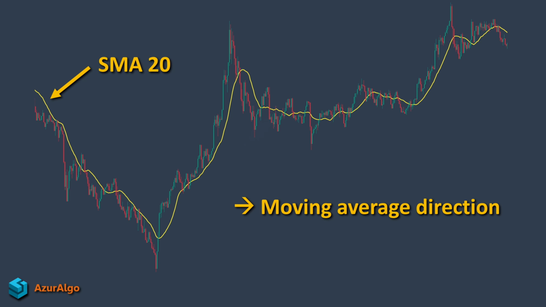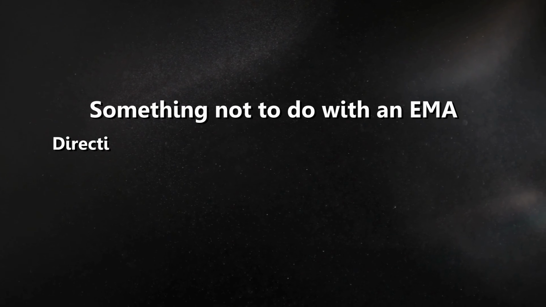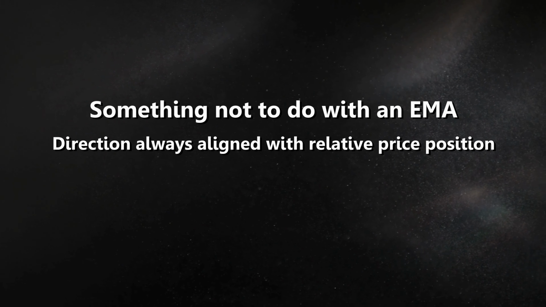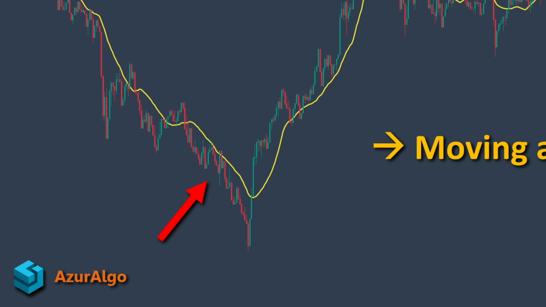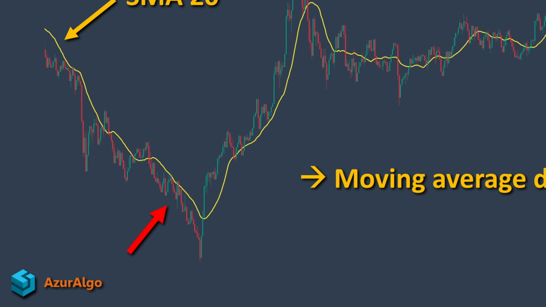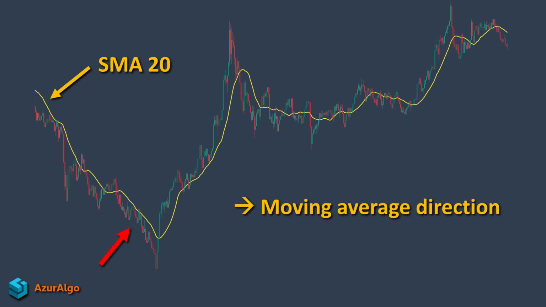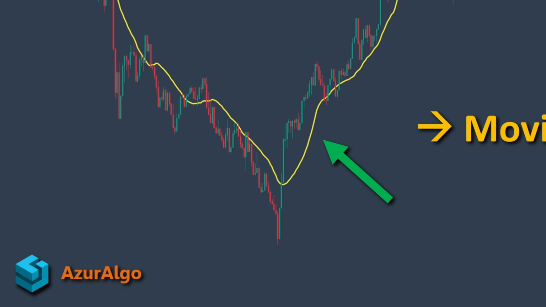But be aware, this is something not to do with an exponential moving average, an EMA, as its direction will always be aligned with the price's position relative to it. Here, when the simple moving average points downward, the trend will be considered bearish even though the candle closes slightly above the yellow line. And conversely, if the moving average points upward, the trend will be considered bullish.